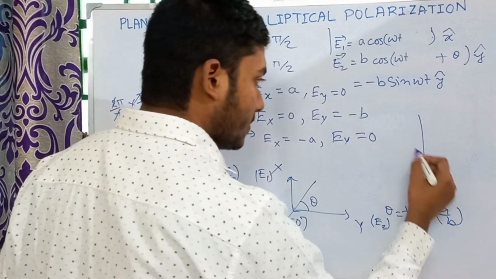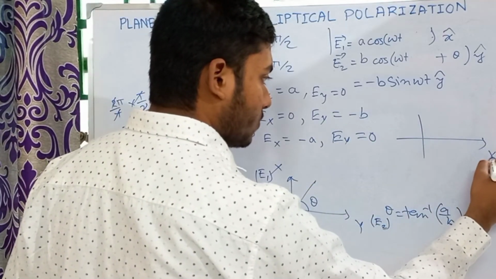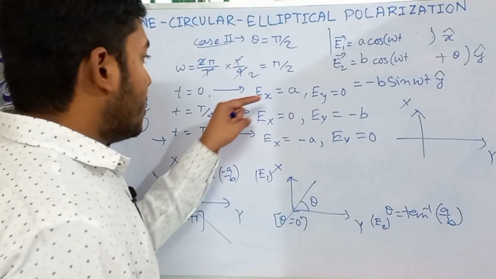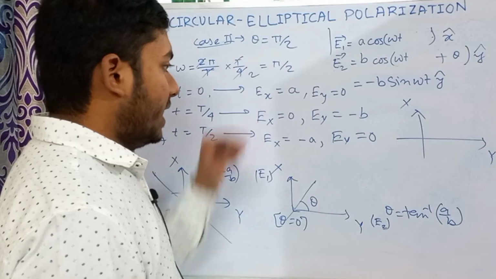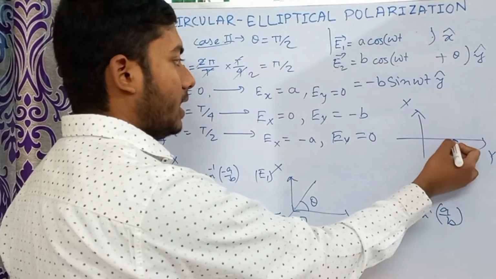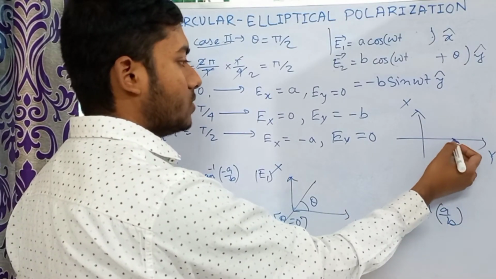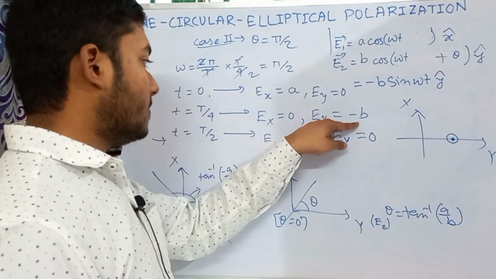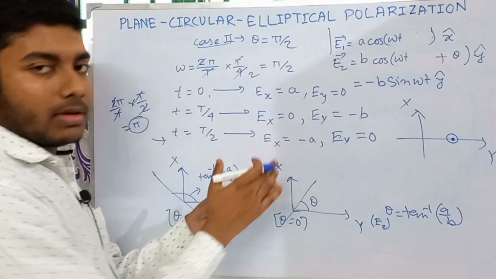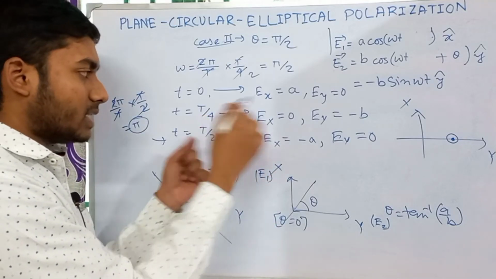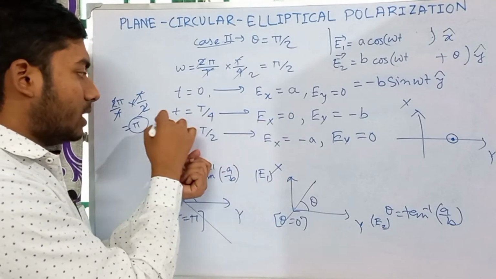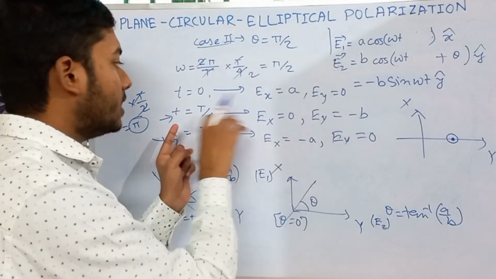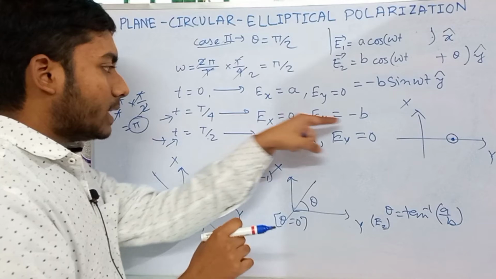Now we can draw this. Suppose this is our y component and this is our x component. At t equals 0, Ex is A and Ey is equal to 0, this point. Now as time passes, the first time I have considered is T by 4, and the second time is T by 2. So after T by 4, what is happening?